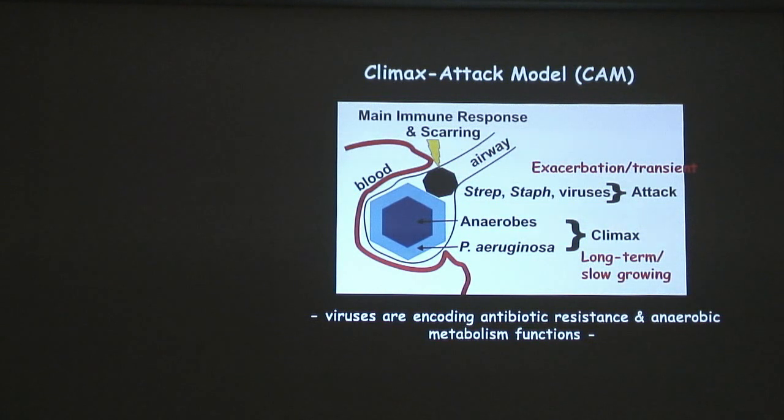And this is the model as we look at CF right now. So we think that there are basically 2 communities. Okay? The first is this one where you've got the Pseudomonas aeruginosa forming the alginate biofilms with the mucus all together. And then in the center of it are those strict anaerobes.